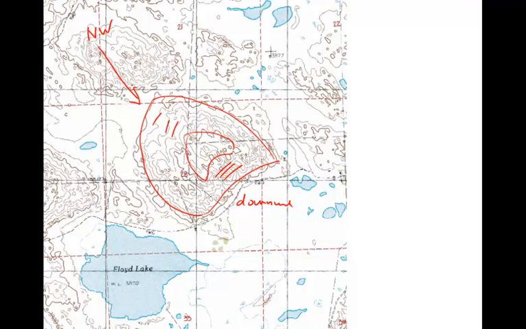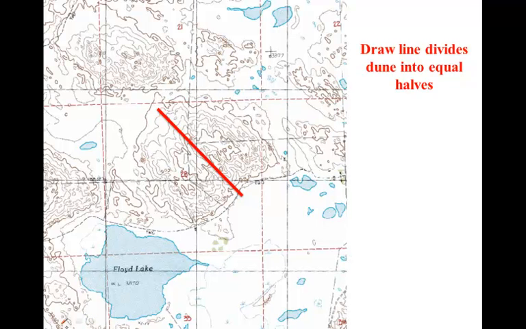Gentler contours on the upwind side, steeper, more closely spaced contours on the downwind side. We'd like to know the direction of wind that made this dune in degrees from geographic north. Our first step is to draw a line that divides that dune into equal halves.